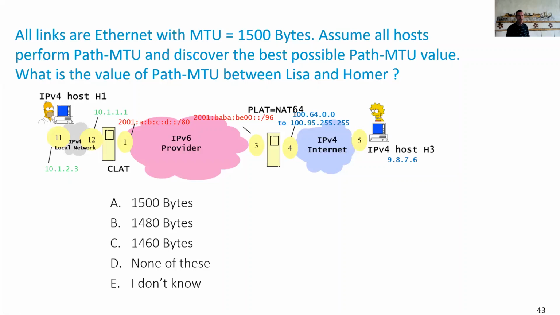One last question on this topic. Again, the question of MTU. Assume all links are 1500 bytes everywhere. What is the path MTU for Lisa and Homer?